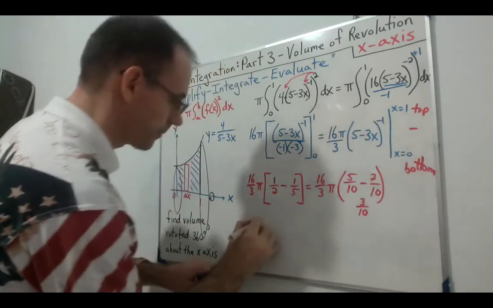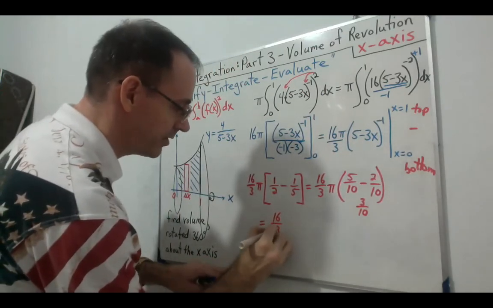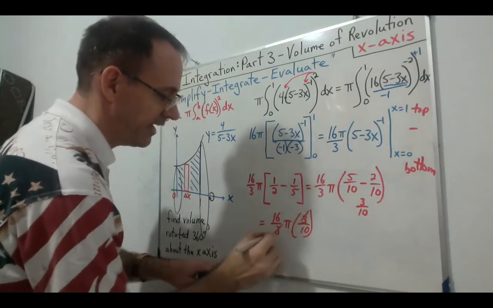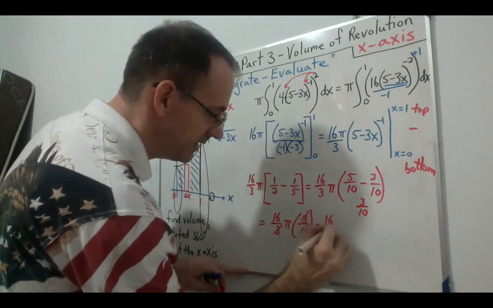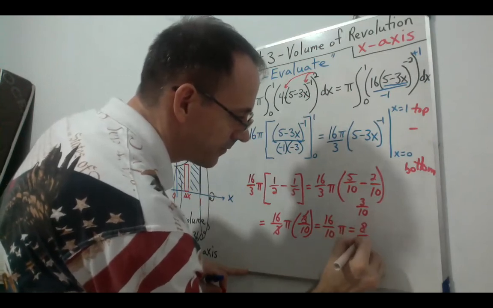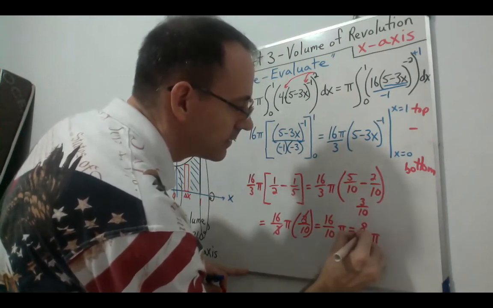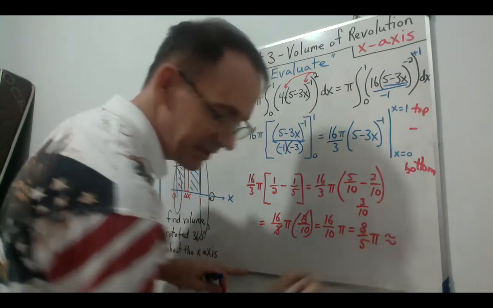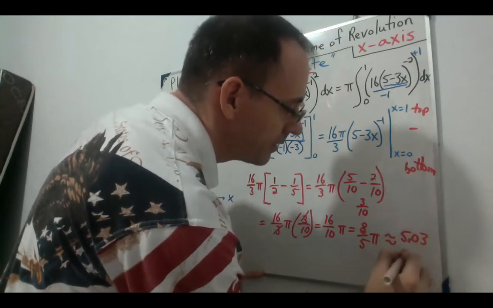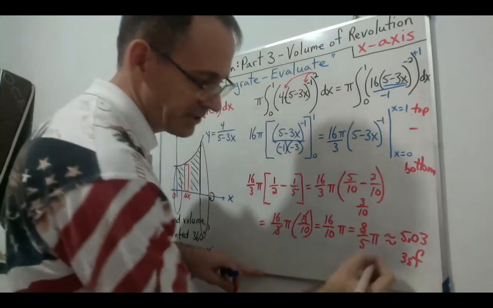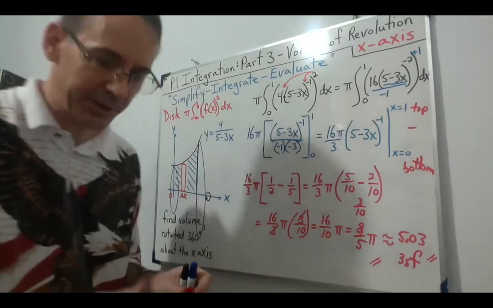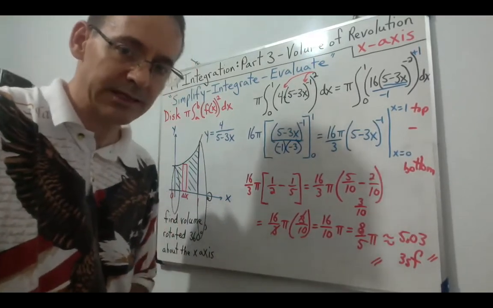So we get 16/3 pi times 3 tenths. The 3's cancel, so we get 16/10 pi, which reduces to 8/5 pi, which if we put it to 3 significant figures is 5.03 to 3 significant figures. So you can put 8/5 pi. You can also put 5.03 because it's the 3 significant figures. Either one will be acceptable.